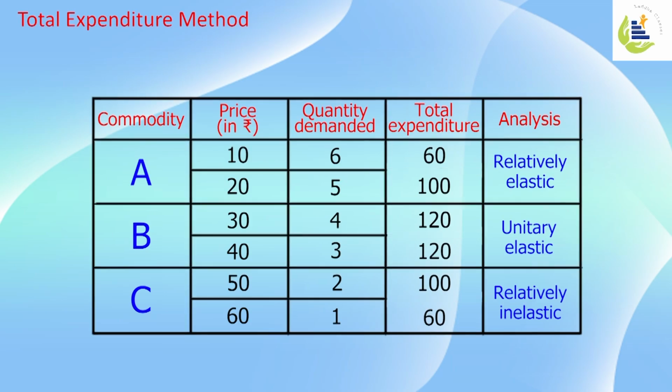So this chart tells me that the total expenditure method is very simple to understand. When the total expenditure is increasing, then the demand is relatively elastic. When it is the same, the demand is unitary. And when it is less than the original expenditure, then the demand is relatively inelastic.